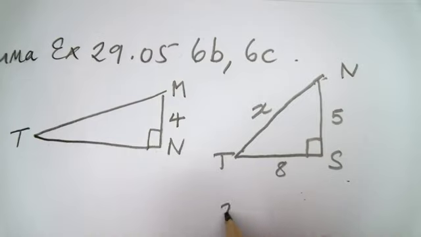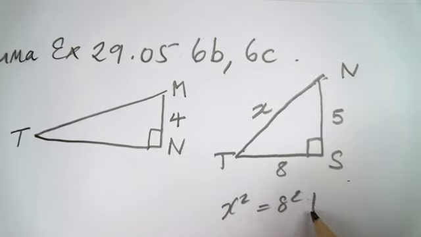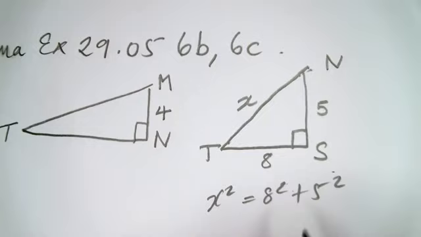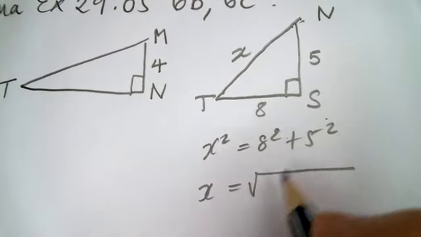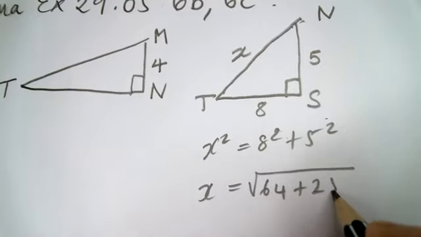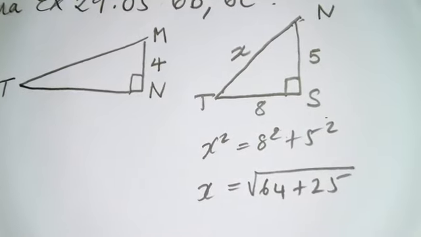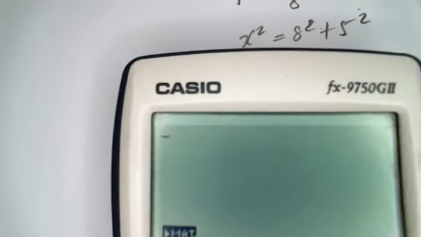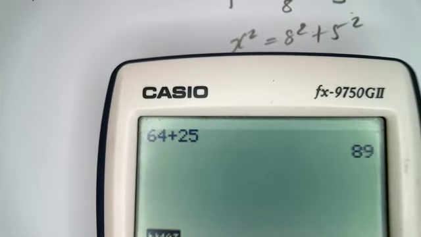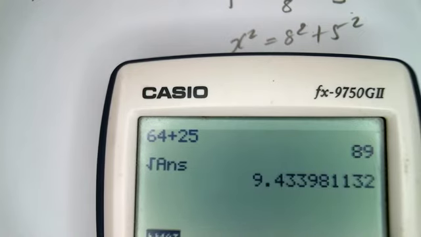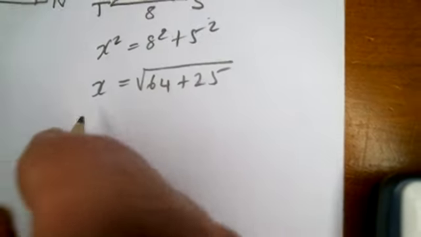So I've got X squared is equal to 8 squared plus 5 squared. And I'll do this mainly on the calculator so you can see me working it. So X is going to be the square root of 64 plus 25. I'll do it on the calculator so you can see it here. So I've got 64 plus 25, and I'm going to find that it's 89. I'm going to find the square root of that. There it is. It's going to be 9.43398.